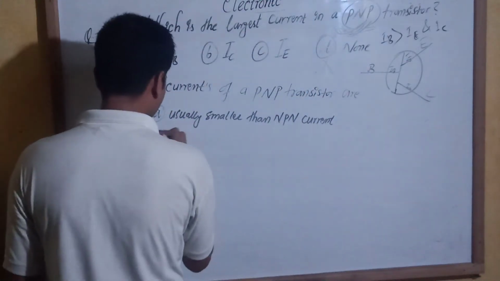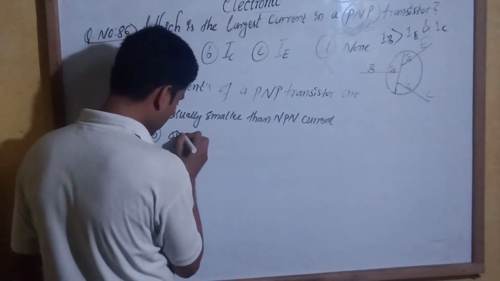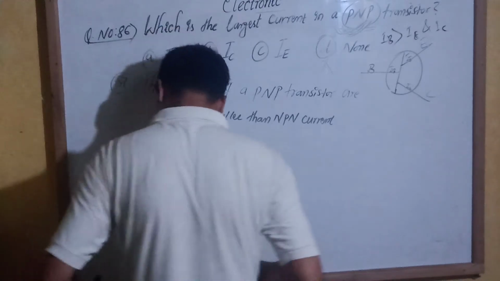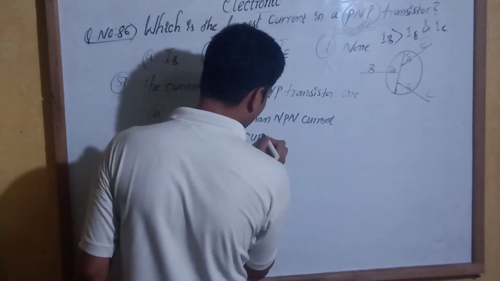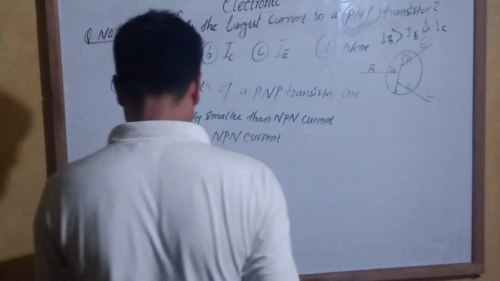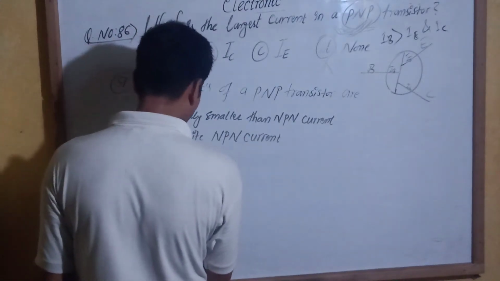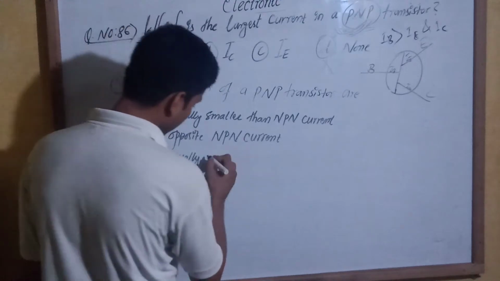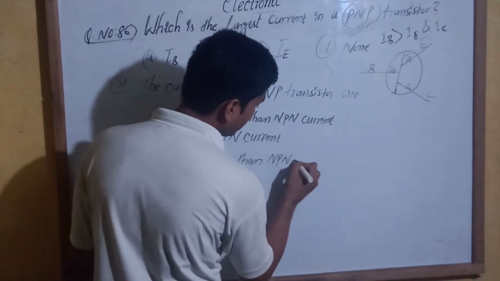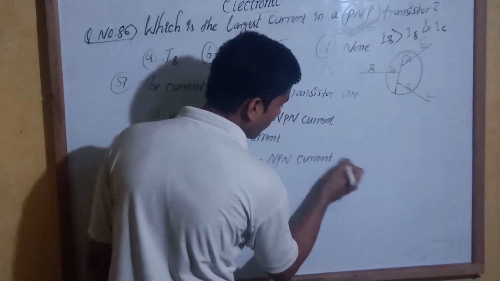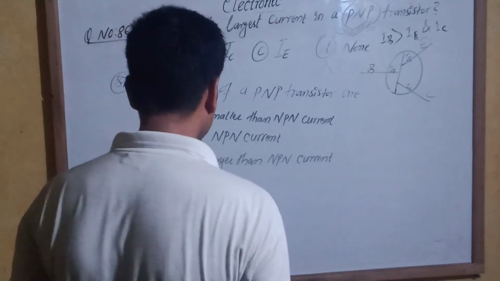Option B, opposite NPN current. Option C, usually larger than NPN current. And the last option, option D, negative.